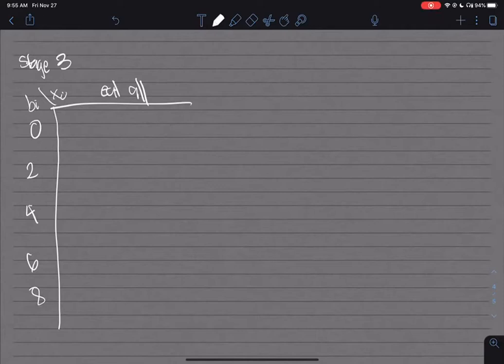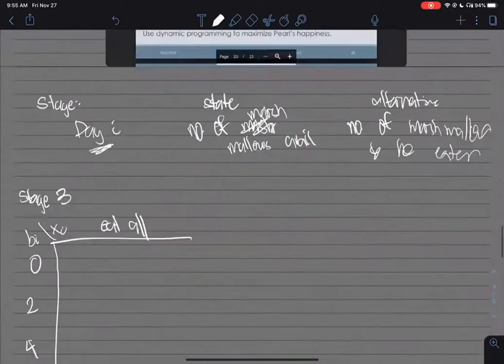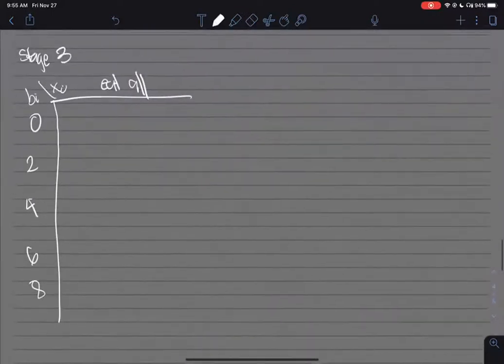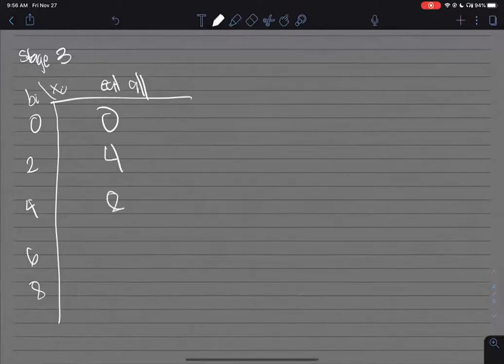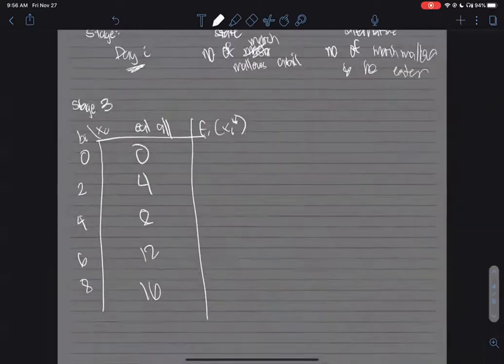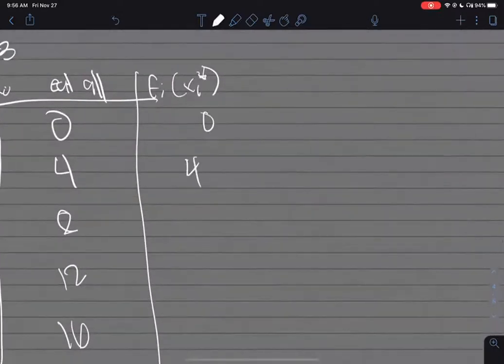Okay, eat all. Lorraine, tapos na natin yung table. Sir, kapag kinain ko 0, ano happiness ko? 0. Happiness rating ng day 3 ay 0. Tuloy. 4, 8, 12, and 16. Okay. Yan lang naman ang options natin.